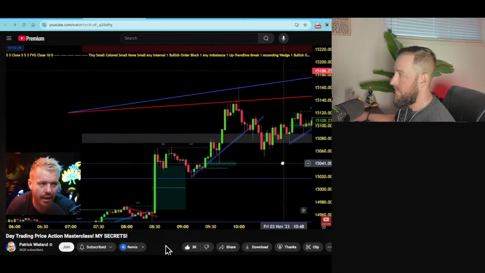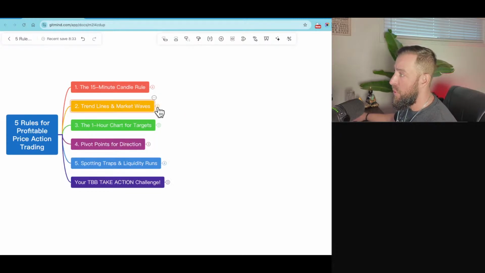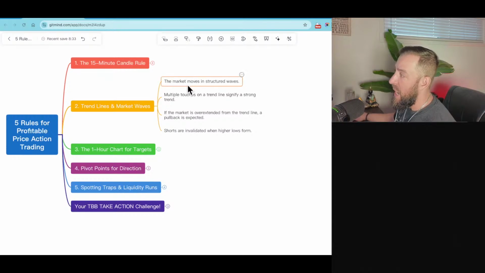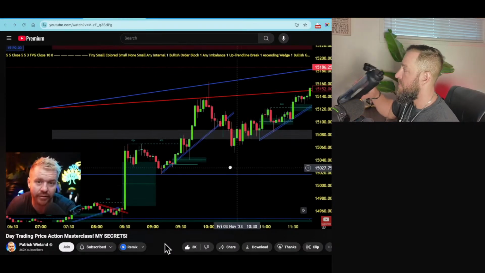The second concept. All right, so we got concept number one. Check the box on that. You've got the 15-minute rule. Now let's get to rule number two, trend lines and market waves. And we're going to start by understanding that the market moves in waves. And this is going to save you from buying the top, right?